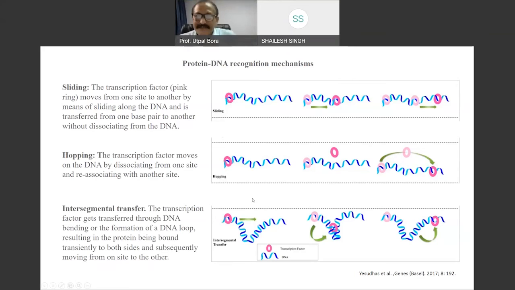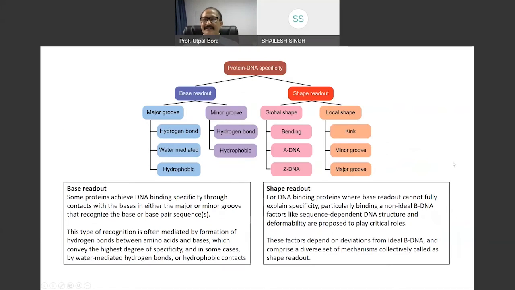Now there is the third case called intersegmental transfer. Here the transcription factor gets transferred through DNA binding or the formation of a DNA loop. You can see this over here in the figure, resulting in the protein being bound transiently to both sites and subsequently moving from one site to the other. So these are the three mechanisms by which protein-DNA recognition takes place: sliding, hopping, and intersegmental transfer.